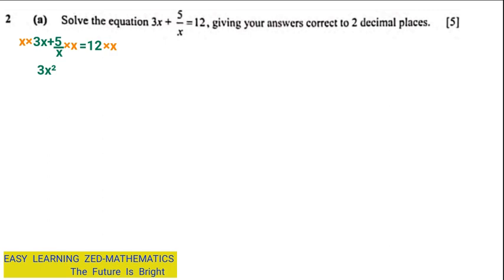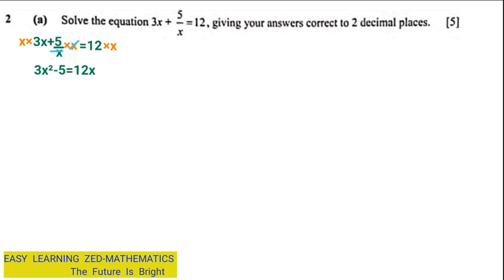Then 5 over x multiplied by x is more or less like the x down here and the x on top will cancel each other out. Then I'm going just to remain with the 5, which is going to be plus 5. Okay, which will be equal to 12x. Where I've put minus 5, it should be plus 5. I don't know what has happened. So it's going to be 3x squared plus 5 is equal to 12x.